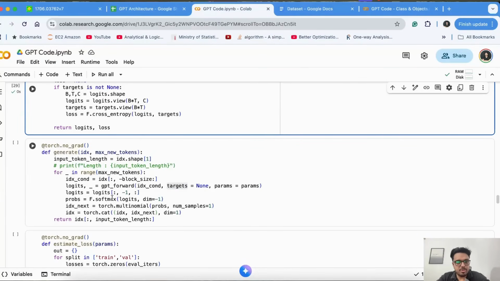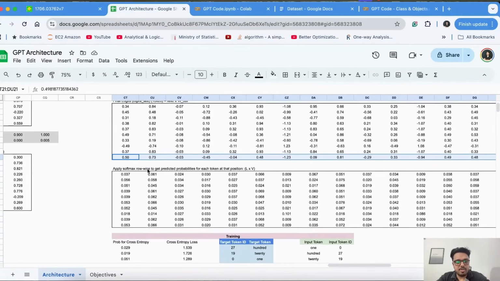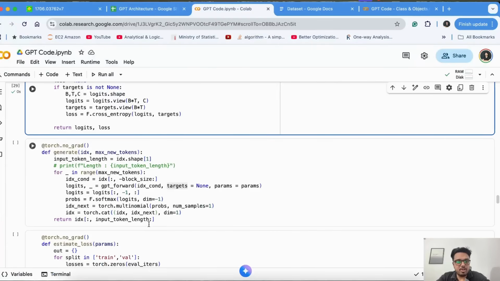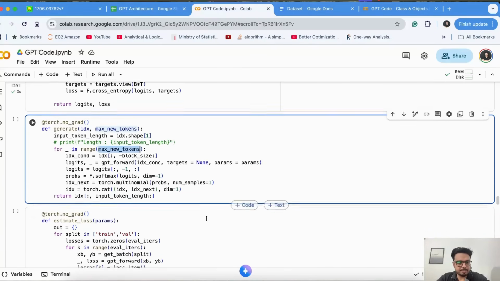It is picking up the last row and doing a softmax on that. Softmax basically means that it is converting into probabilities such that all the probabilities sum up to 1, and then it gives me the token which has the maximum probability, and that particular token is concatenated to the end of the sequence, and then this new sequence again goes as input, and the iteration keeps running till the number of new tokens that we want have been given out. So this is how the generate function works.